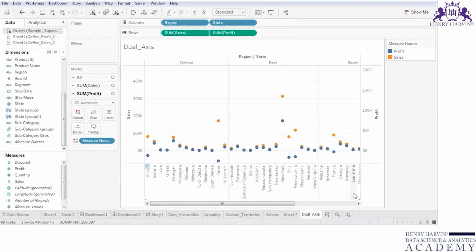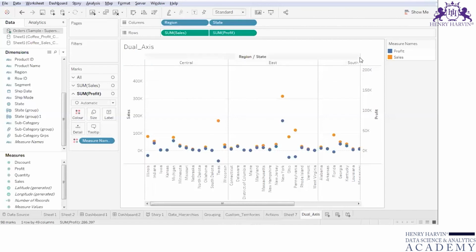Over here, you will see that I have created a dual axis chart, which represents the sales and profit of states across the regions. For each state I get two dots. The blue represents the profit and the orange represents the sales. The scale of profit ranges from around minus 50k to 200k, and in case of sales, the scale is ranging from minus 50k to something around 500k.